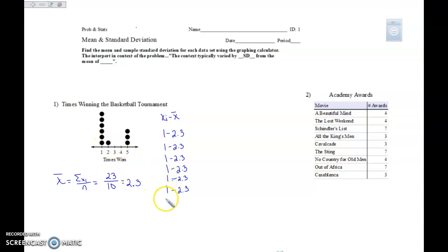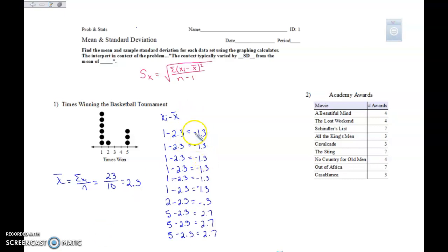Then you're going to take your second data point, so 2 minus the 2.3. And then you're going to have 5 minus 2.3, 5 minus 2.3, and then 5 minus 2.3. So it's literally each of these data points minus your mean. And then you're going to find those actual values. So I'm going to take a minute, subtract them, and fill out the chart. Okay, so all I did was subtract all of these going across, and I got these values going down. This takes care of the x sub i minus x bar part of the formula.